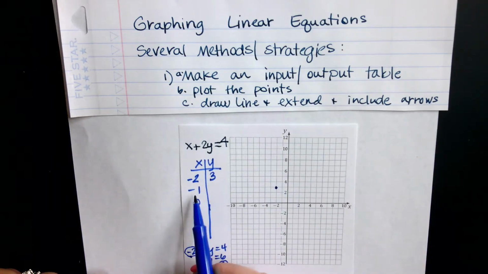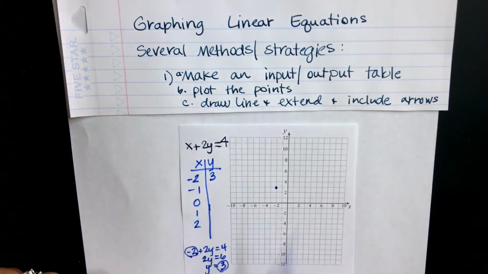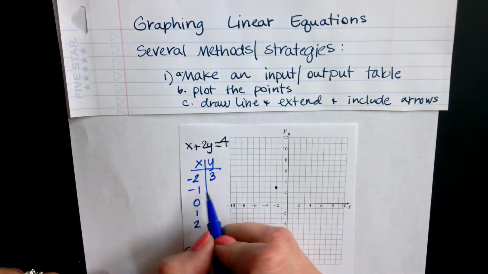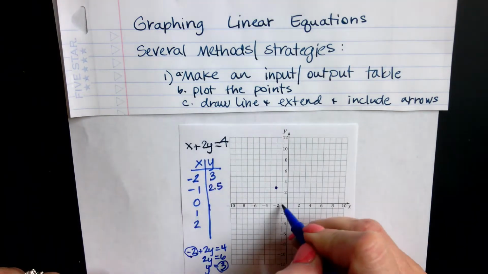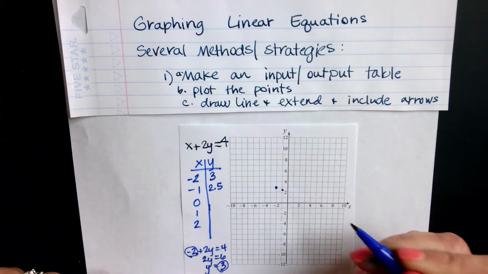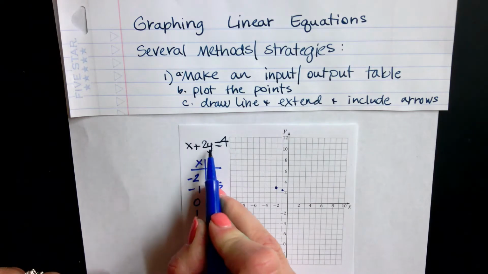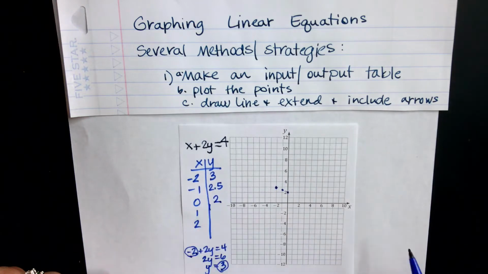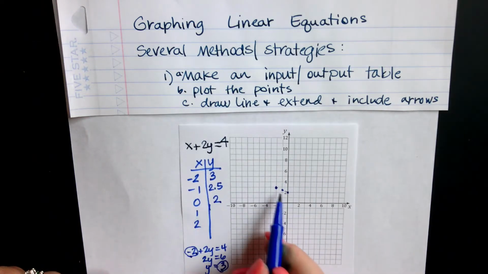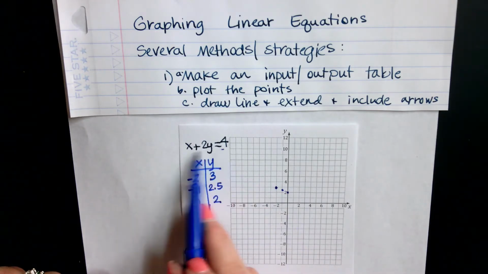I'm going to follow that same process for another input. Let's say x is -1. If x is -1, y would have to be 2.5. When x is -1, y is 2.5. When x is 0, if you put a 0 in for x, the y would be 2. I can already see what the pattern's going to be, since this is a linear equation written in standard form.